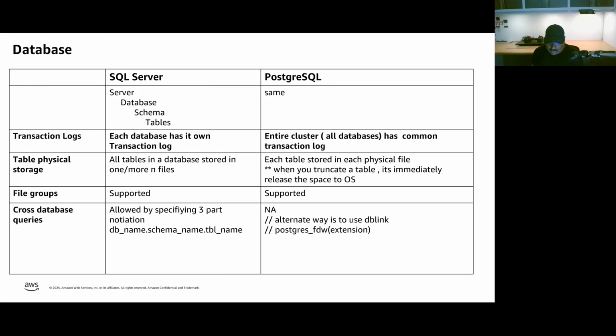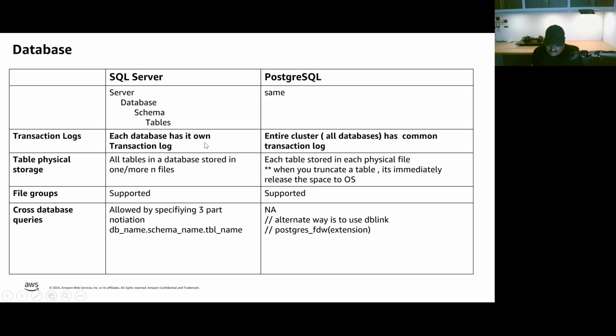Okay. So the object hierarchy is the same as in SQL Server, because SQL Server has server, database, schema, tables, views, stored procedures, triggers, and so on. The same thing you will see in Postgres as well.